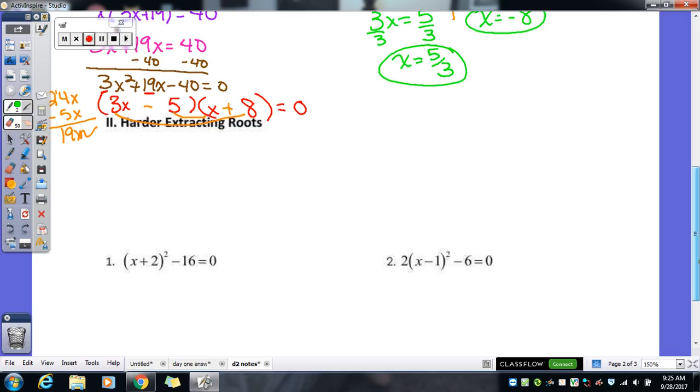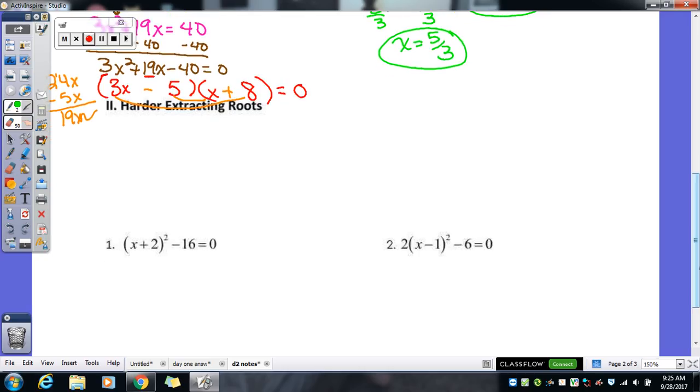All right. So some harder ones where we're extracting the roots. See, these ones, when you look at them, a lot of people, what they try to start doing is they take the x plus 2, they write it twice, multiply everything out, combine your like terms, and then they try to factor. That's just a really, really long way of doing it. This is already set up to look like completing the square. They're kind of like in a middle step of completing the square there.